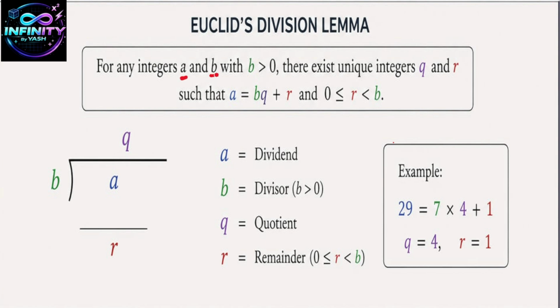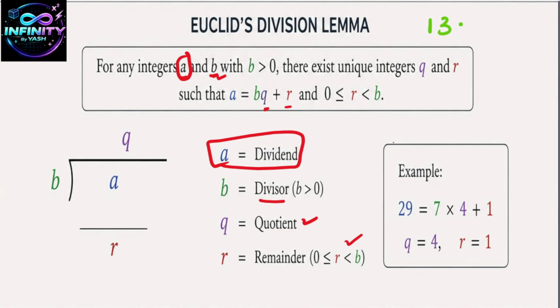Here, a and b are integers, where a is the bigger number, that is a is the dividend, and b is the other number, that is the divisor, and q is the quotient and r is the remainder, where the remainder is greater than or equal to 0 and less than b. So let us take one simple example.